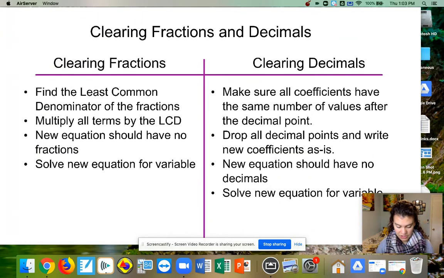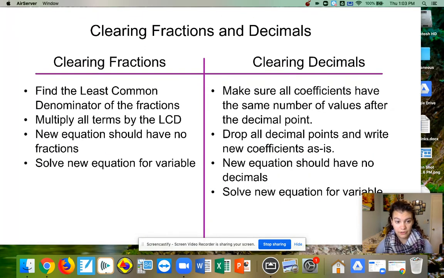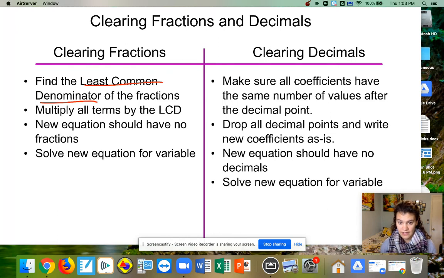So here's what we just did in words. Getting rid of the fraction: find the least common denominator, and then multiply everything by that. You should have no fractions at the end once you simplify. Then solve like normal. Clearing the decimal: all the coefficients have to have the same number of values after the decimal point. Get rid of the decimal point, and then solve.